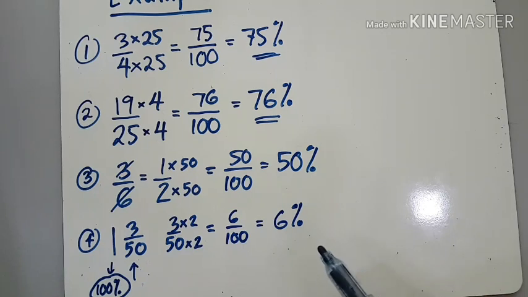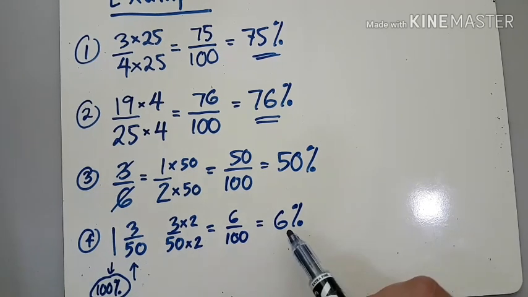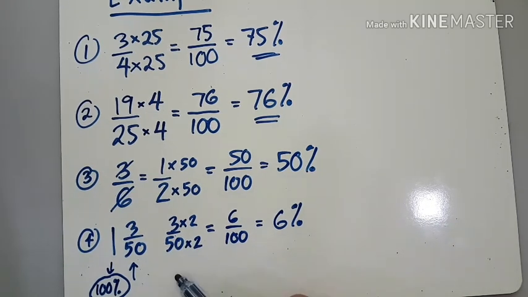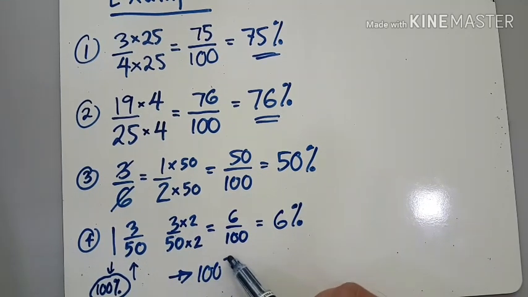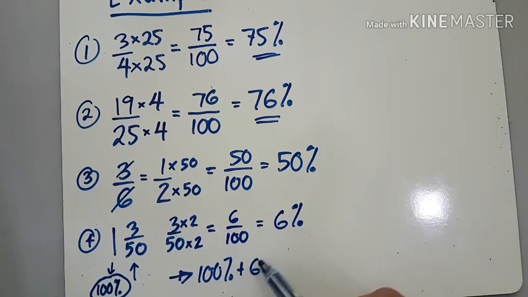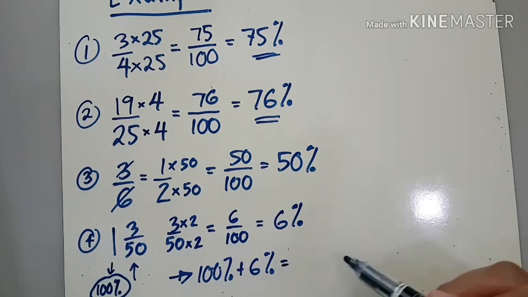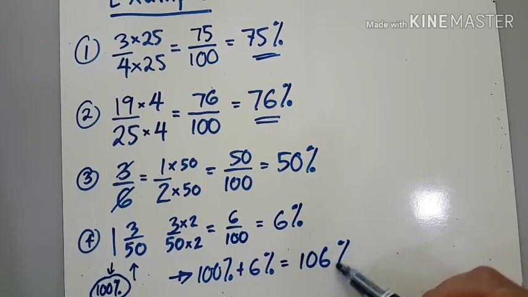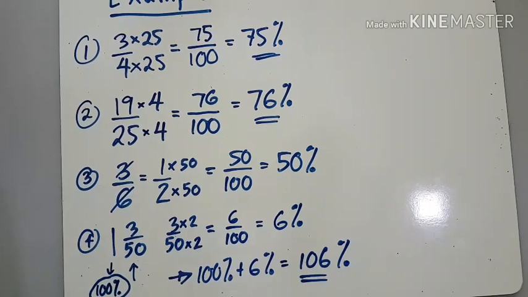Now we are not finished yet, because remember you have 1 here, and 1 is actually 100%. And now we have another number which is 6%. So what do we do with these two numbers? We combine them, so we add 100% with 6%, so that the answer is 106% as our final answer. Okay, so that is all for the first method.